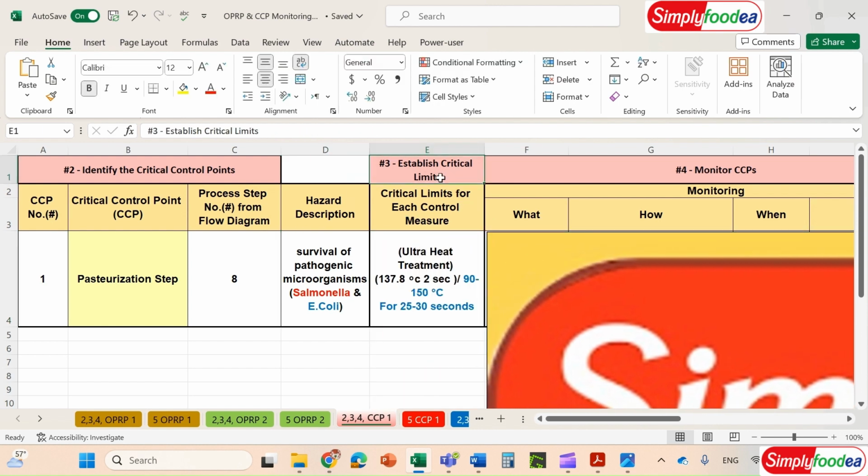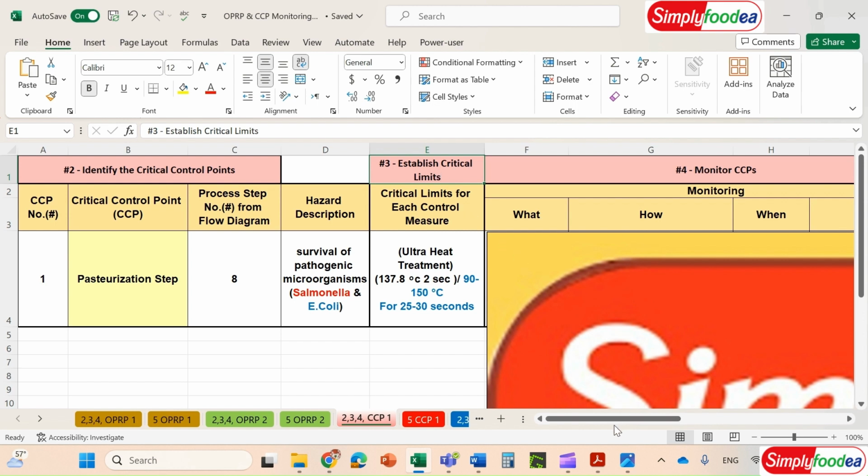Establishing the critical limit. What are my critical limits for each control measure? My pasteurization process. I'm talking now about the process. The critical limits of this process: ultra heat treatment (UHT), either 137.8 Celsius for 2 seconds or from 90 to 150 Celsius for 25 to 30 seconds. So when I define the critical limits, I'm putting critical limits for the process, not for the output. Please, again, I'm establishing critical limits for the process itself.